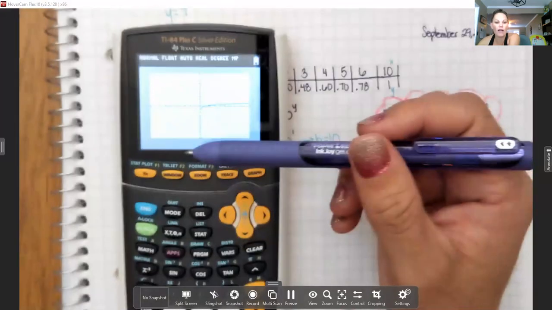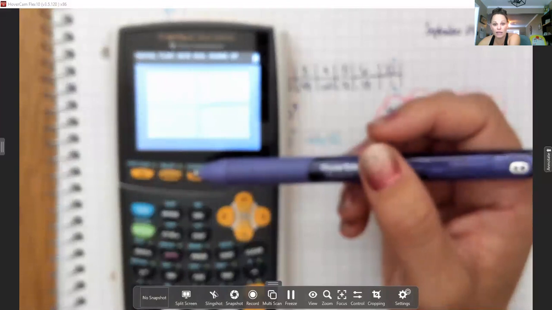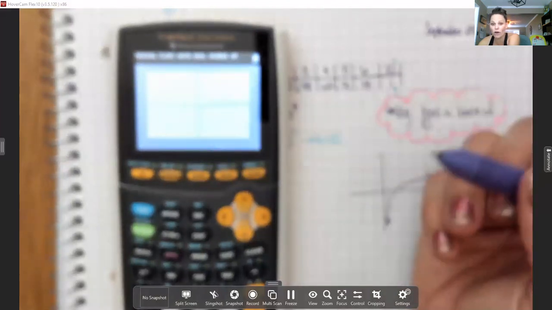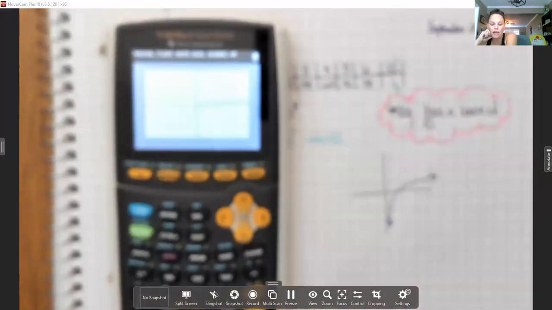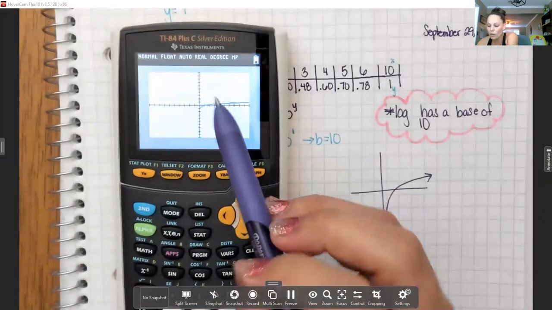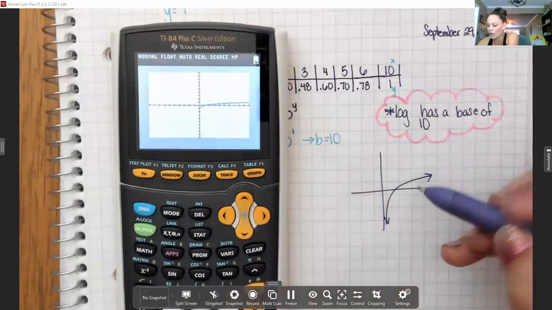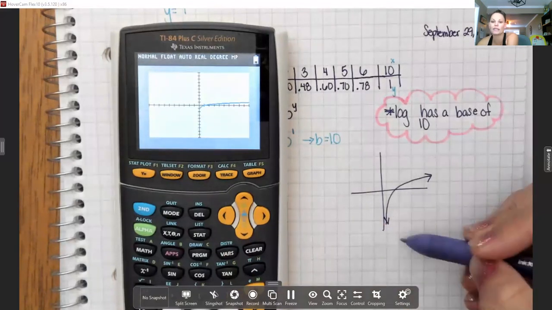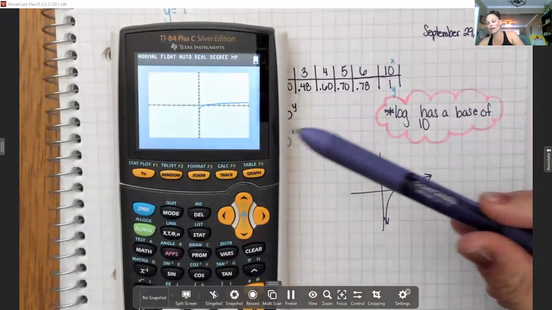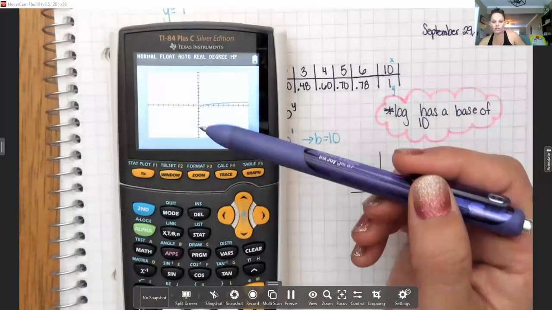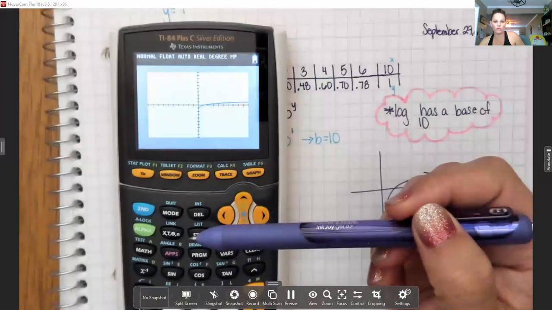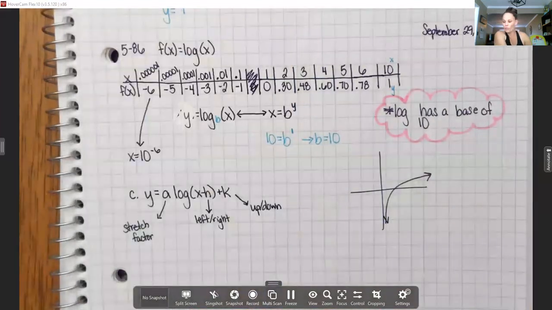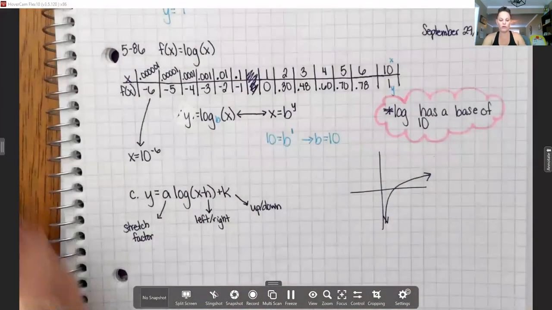So if you're using a graphing calculator when you do your tests and quizzes, or even your homework, you want to be careful that you don't make it an endpoint. You want to make sure you draw your asymptote in. Every log graph has an asymptote. The calculator just doesn't draw these vertical asymptotes for you. So I wanted to point that out.